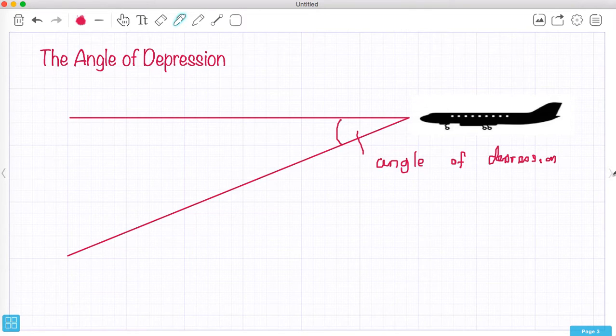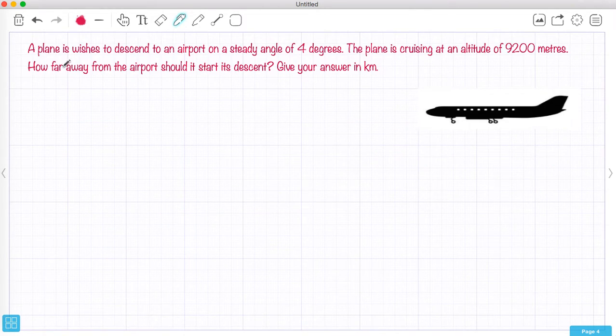So let's look at a problem. A plane wishes to descend to an airport on a steady angle of 4 degrees. The plane is cruising at an altitude of 9,200 meters. How far away from the airport should it start its descent? So this is actually about right. Planes come in at about 4 degrees.